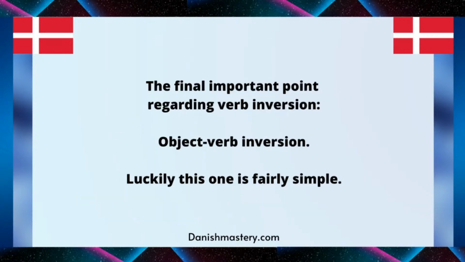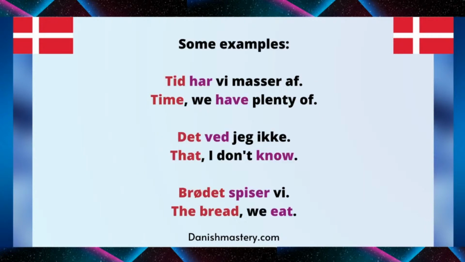Now there's just one more final point about this whole verb inversion. But it's actually kind of easy. It's object-verb inversion. Right? Now, what is an object? An object is, we can see it here in red, the sort of passive thing in a sentence, where the active one is the subject. And so if I eat bread, then jeg spiser brød. And that is, of course, we have it down here. Vi spiser brød. That would be we eat bread.